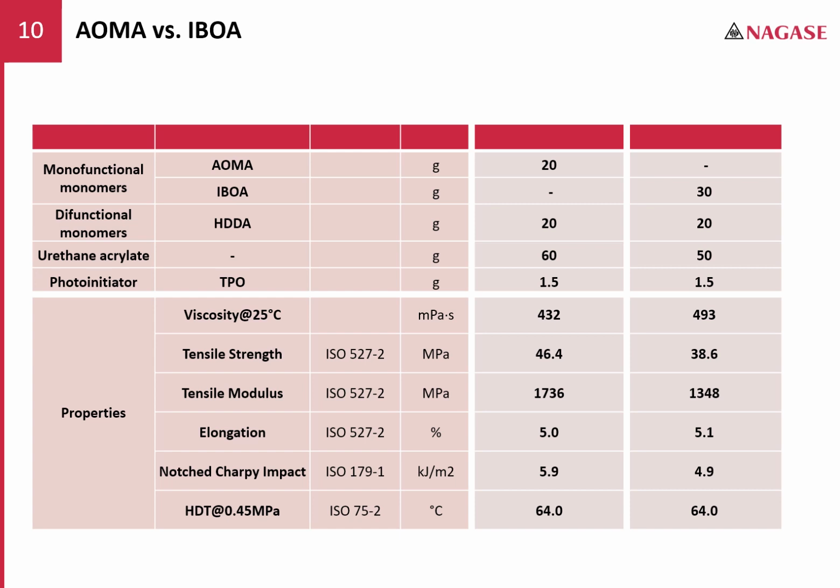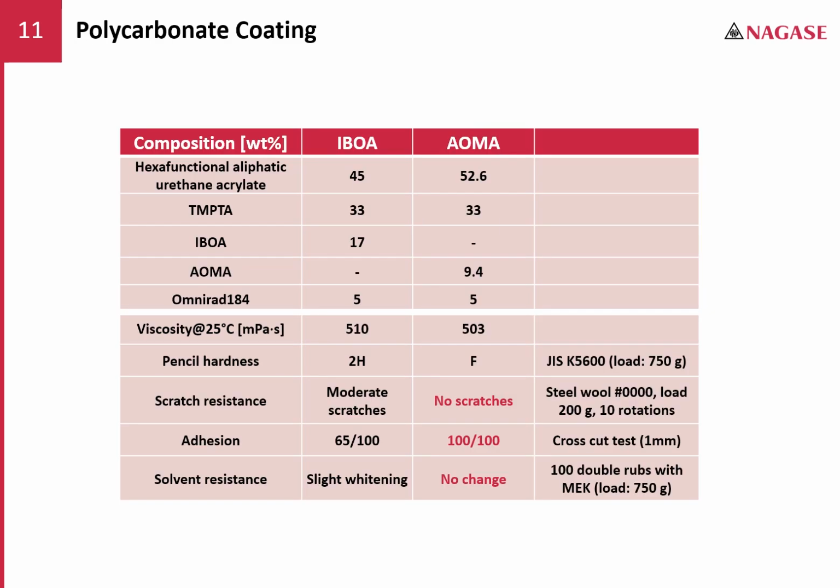But what would happen if, on this slide, we see a typical starting point formulation for a polycarbonate coating. In this case, our control is using IBOA, and we replace the IBOA with AOMA. So the first column on the left is our control experiment using IBOA, where we have 45 parts of a hexafunctional aliphatic urethane acrylate, and then TMPTA and IBOA as comonomers, and a photoinitiator. In our experiment, we used AOMA instead of IBOA, so we only needed to use a little over 9 parts of AOMA, and we achieved almost identical viscosity, so 510 centipoise for IBOA, 503 for AOMA.